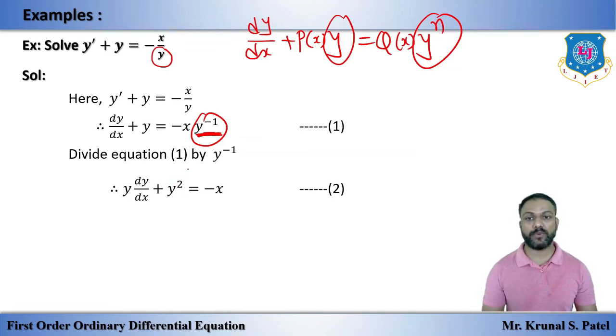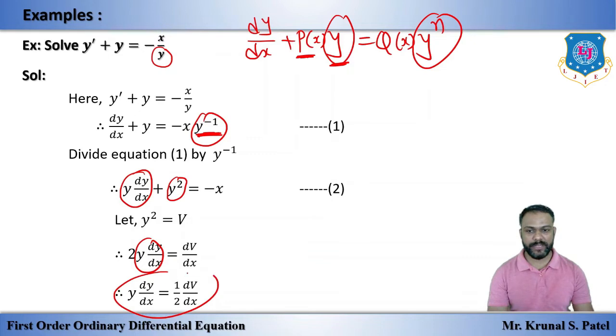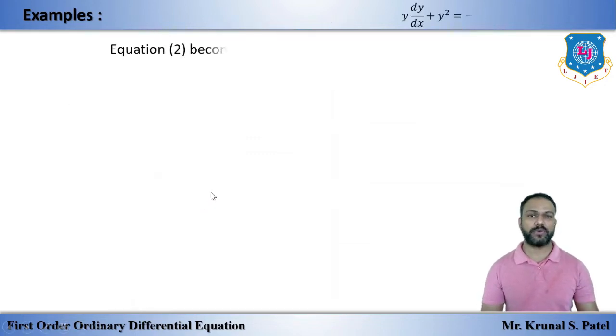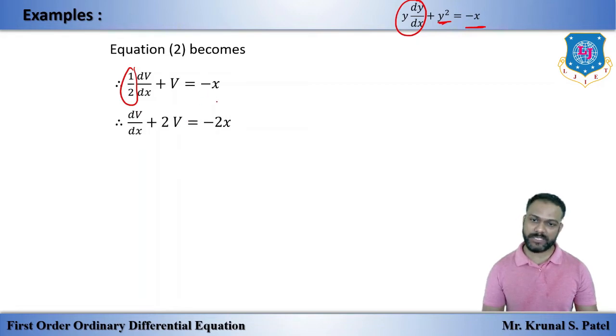Now as I told, we'll suppose the coefficient of this p of x. We have p of x is 1, so we'll suppose y square, such that by differentiating this y square we'll get this term. See how. Let y square is equal to v, so differentiation is 2y dy by dx is equal to dv by dx, so y dy by dx is equal to 1 by 2 dv by dx. We'll put this value and this value in equation number 2. So we have 1 by 2 dv by dx, this is our v, and this is our minus x as it is. Now we'll remove this to make it linear. So we have dv by dx plus 2v is equal to minus 2x.